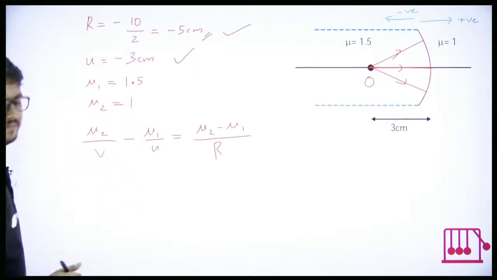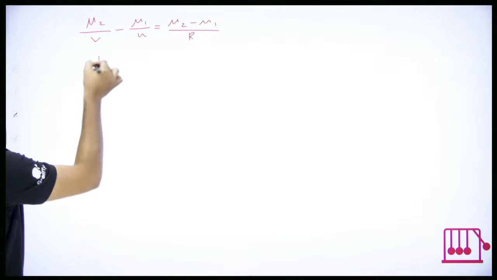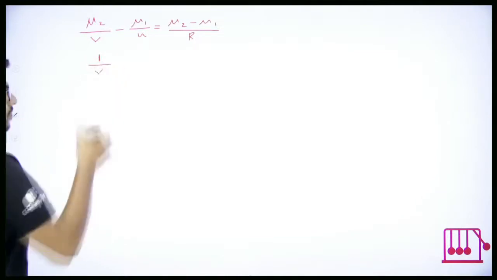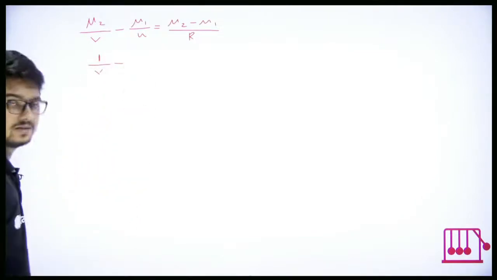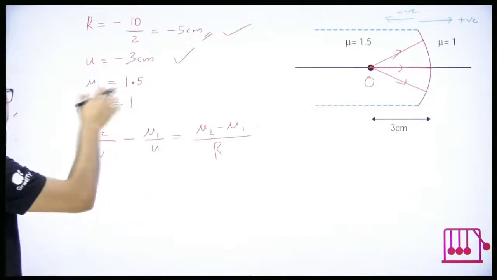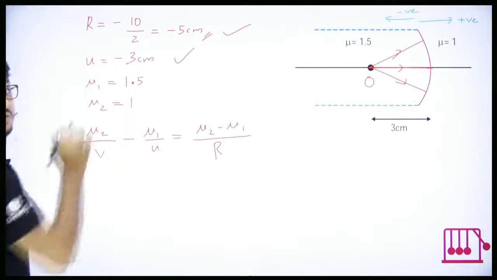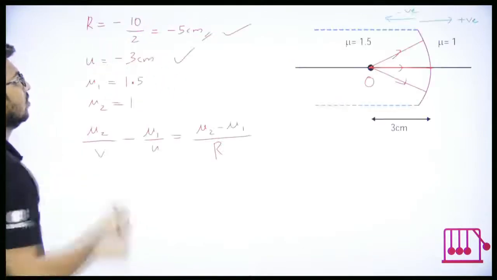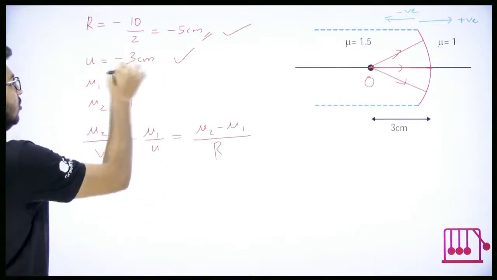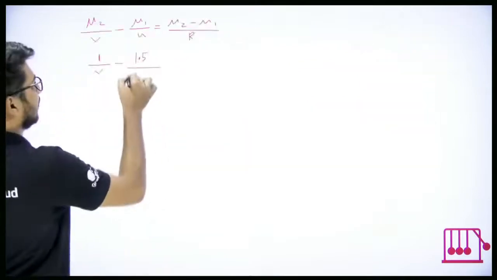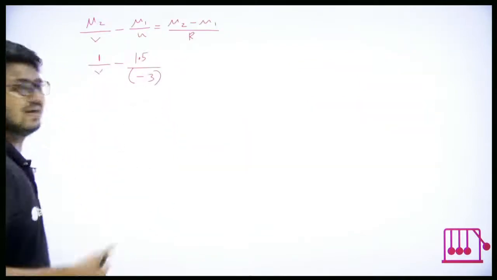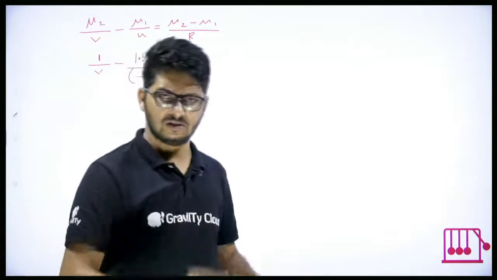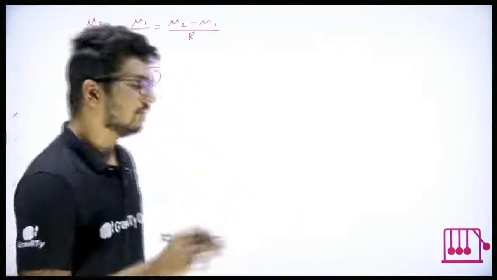Mu2 we got as 1. So 1 by v, we have to find out, we don't know. Minus mu1, how much? 1.5. Upon u, object distance always negative, so u is minus 3. Please substitute with brackets so that there will be no confusion. You will not miss the sign.